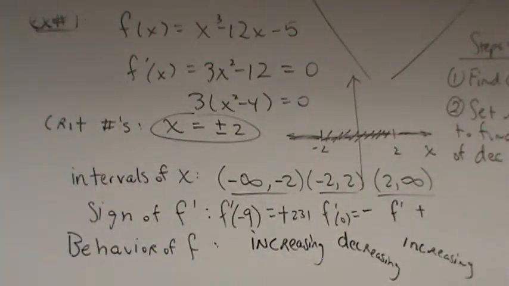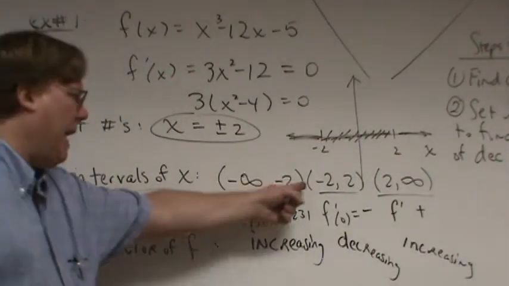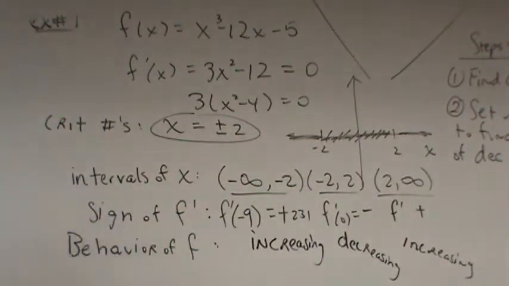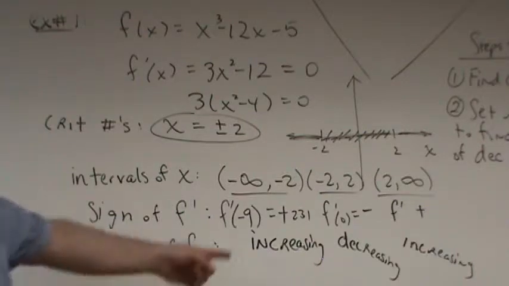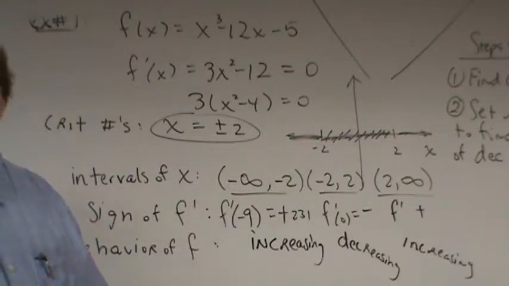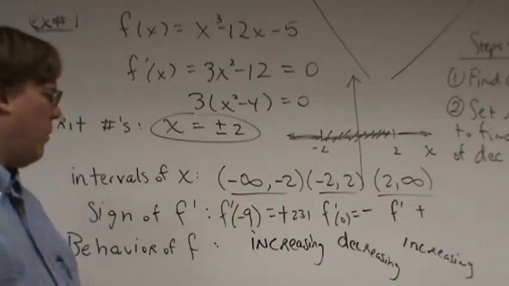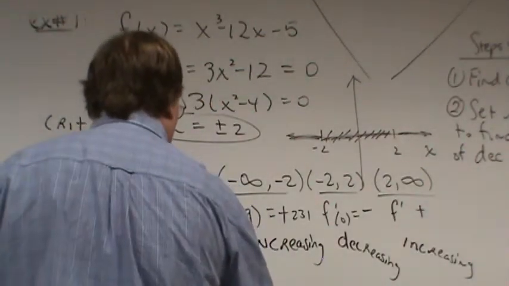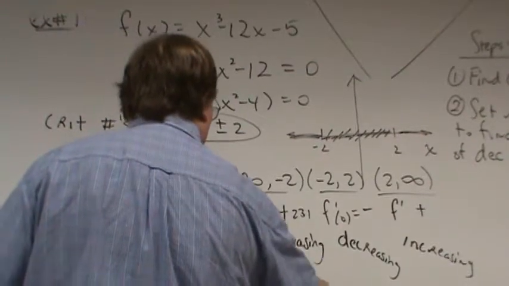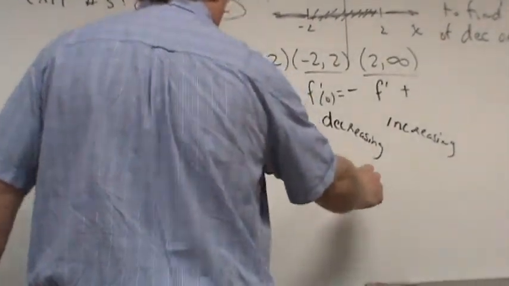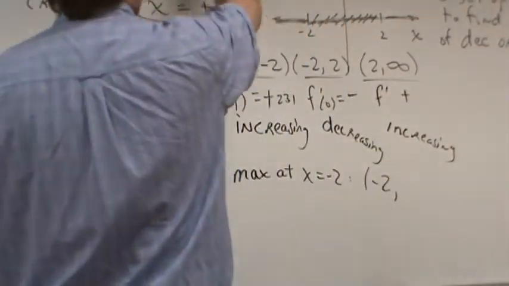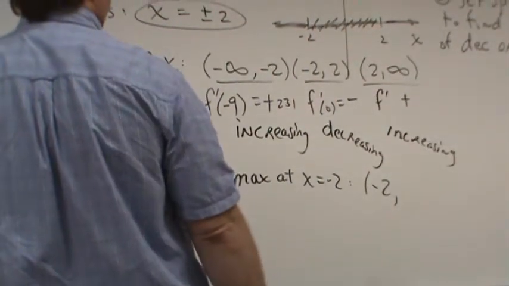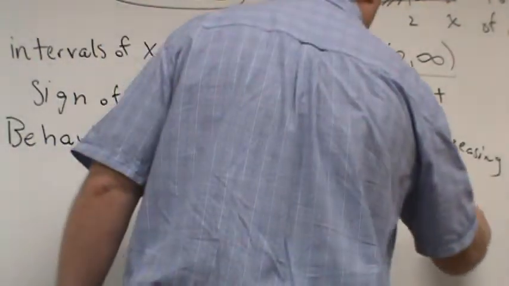So now here comes my question to you. At -2, do I have a relative minimum or a relative maximum or neither? Relative max. How many people are thinking I have a relative max at x equals -2? Beautiful, because my function is going from increasing to decreasing, which means I have a relative max there. In fact, that point would be -2 comma, -8 plus 24 is 16 minus 5 is 11.